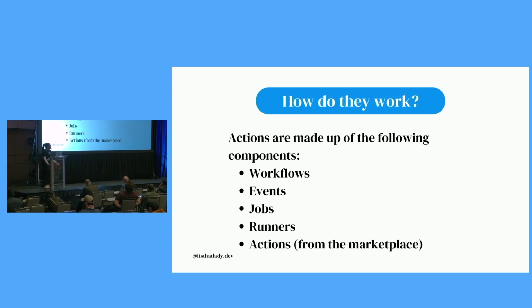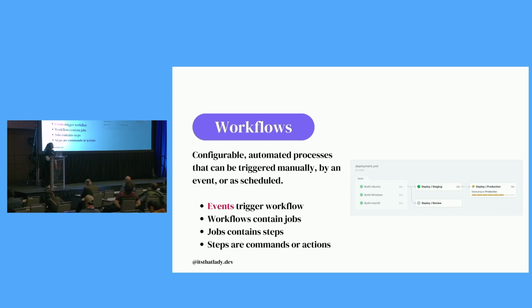So actions are made up of a few components. There are workflows, there are events, there are jobs, there are runners, and then you can add other actions within your actions from the marketplace. When it comes to workflow, a workflow is a configurable automated process that can be triggered manually, by an event, or on a schedule. So the workflow is essentially your action. Typically you'll hear people call it action workflow, workflow file, run your workflow. That is what the action is. It's the totality of whatever you want the automation bot to do for you.